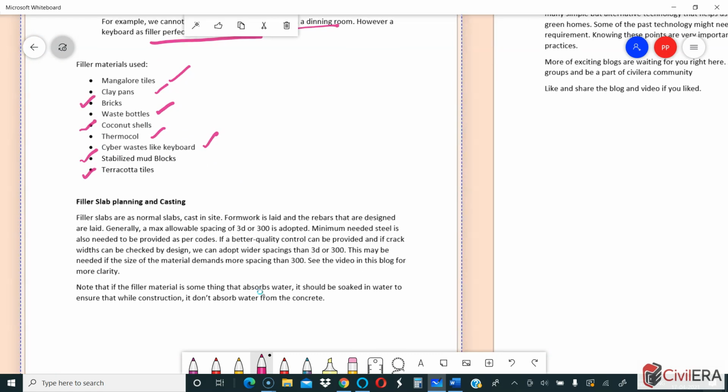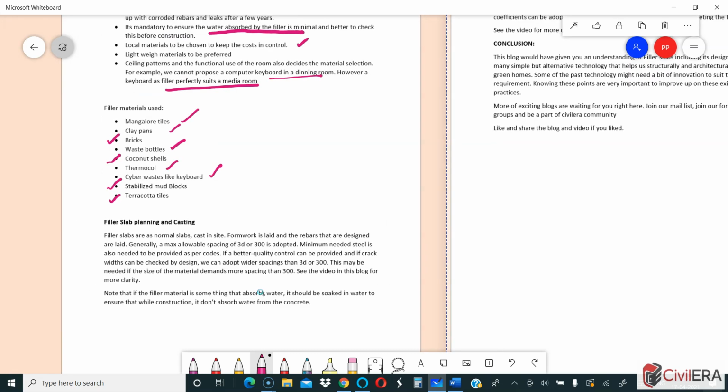Generally, a maximum allowable spacing of 3D or 300 mm is adopted because that's what your code allows you to do. Minimum needed steel also has to be provided. That's 0.12%. And if better quality control can be provided, and if crack widths can be checked by design, we can adopt wider spacing than 3D or 300. So that's an important point.